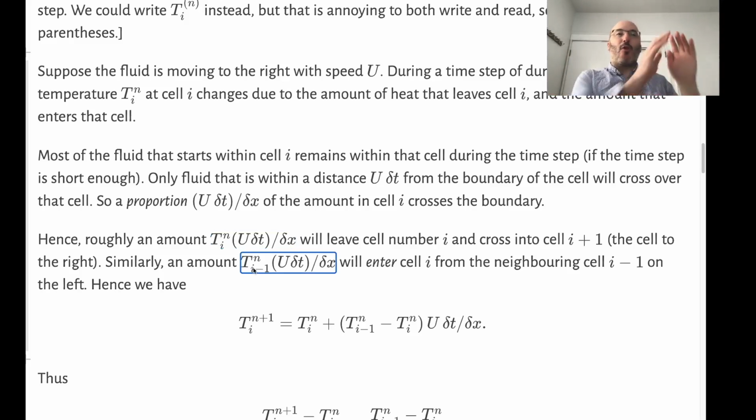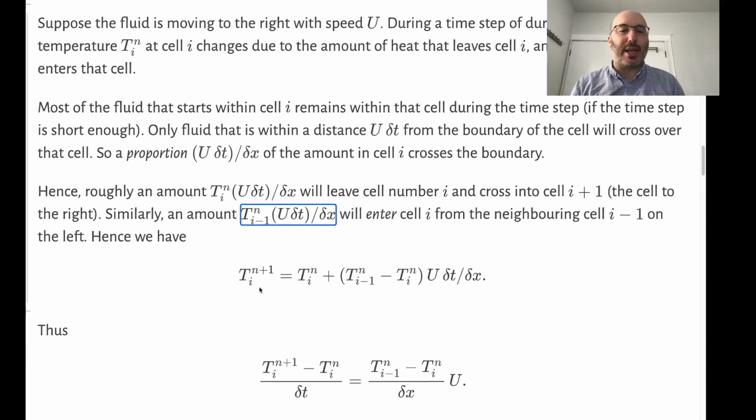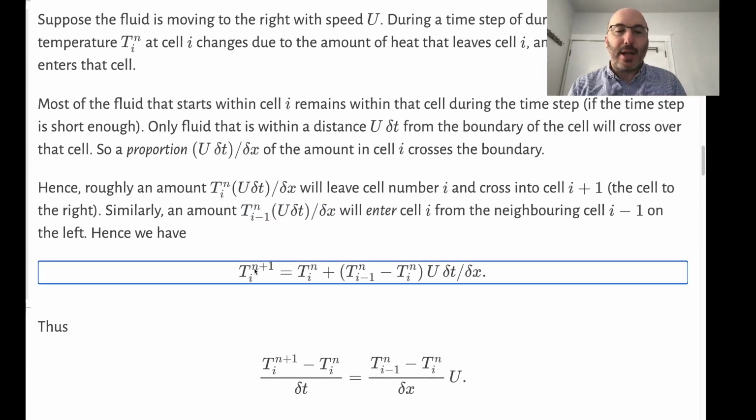And similarly, from the cell to the left of cell number I, a similar amount, but now with the quantity T^n_{I-1}, will cross into cell I. So what we're going to do is a sort of gain and loss calculation. We're going to say that the quantity at the next time step in cell I, T^{n+1}_I, is the quantity that there is at time n plus what I gained from the left-hand cell minus what I lost from my current cell. And so this gives an equation describing the discrete time evolution of my system at each time n and each cell I.